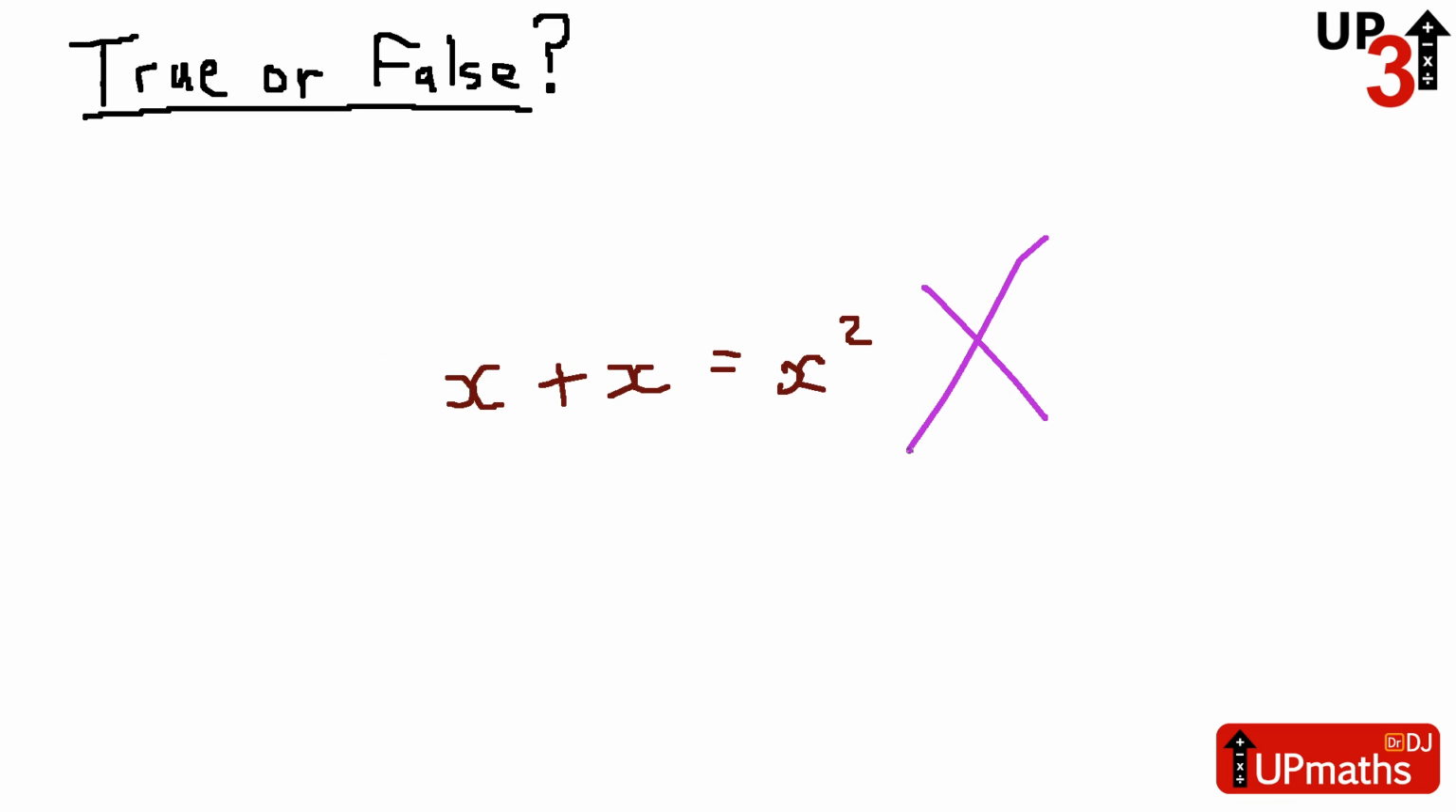This is false. It's not true, because x plus x is 2x. Because you're adding two things together. There's no multiplying going on.